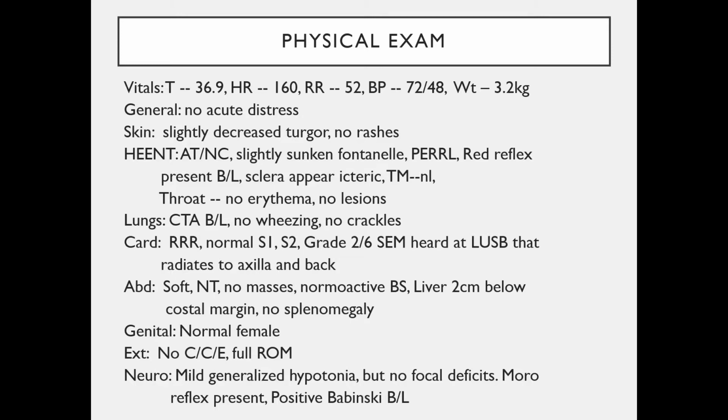Lungs are clear to auscultation with no wheezing or crackles. Cardiac exam reveals a regular rate and rhythm with normal S1 and S2, a grade 2 out of 6 systolic ejection murmur heard best at the left upper sternal border that radiates to the axilla and back. Abdomen is soft, non-tender, no masses, with normal active bowel sounds. The liver is palpable 2 centimeters below the costal margin, but there is no splenomegaly. Normal female genitalia, extremities are normal. On neuro exam, she does appear to be having mild generalized hypotonia, but no focal deficits. Moro reflex is present, and there is a positive Babinski bilaterally.